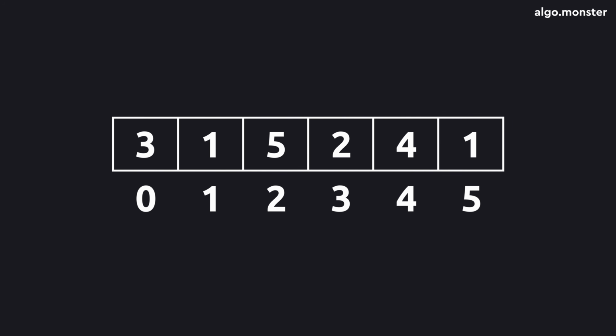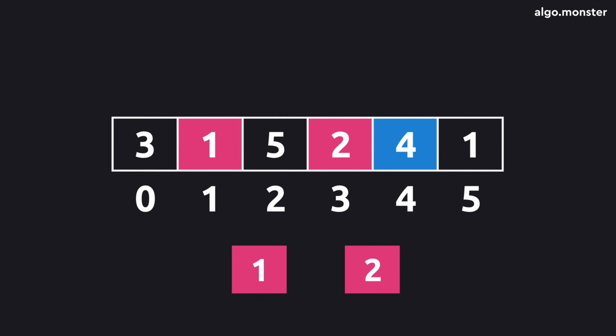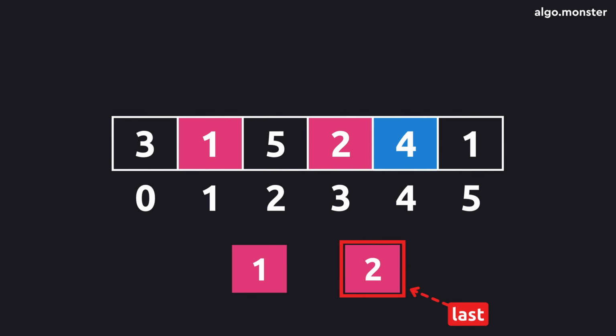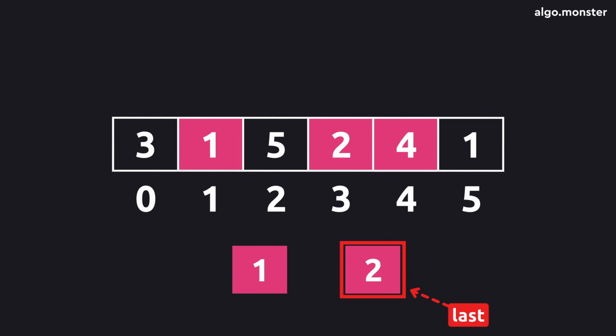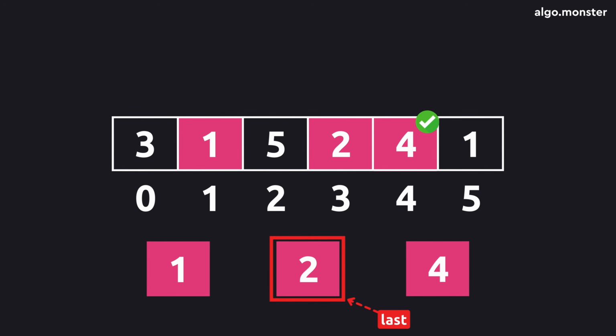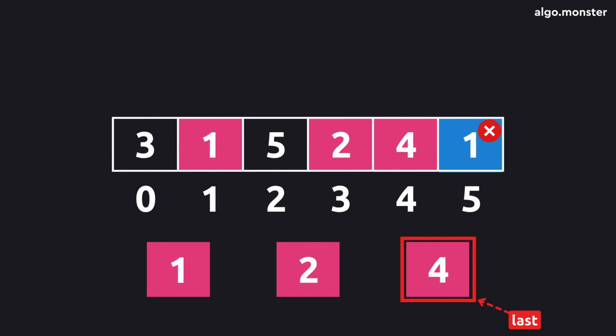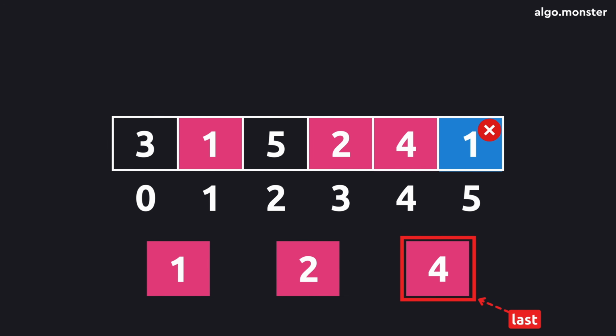But let's think about it differently. We'll build an increasing subsequence step by step, adding one element at a time. Suppose you're looking at some element of the array and want to add it to a subsequence. When is that possible? Only if it's greater than the last element of the sequence you already built. For example, you have the sequence 1, 2. The last element is 2. Can you add 4? Yes, 4 is greater than 2. You get 1, 2, 4. Then, can you add 1? No, 1 is less than 4. The sequence would stop being increasing. That's the key point. To extend an increasing subsequence, the new element must be greater than the last one in it.